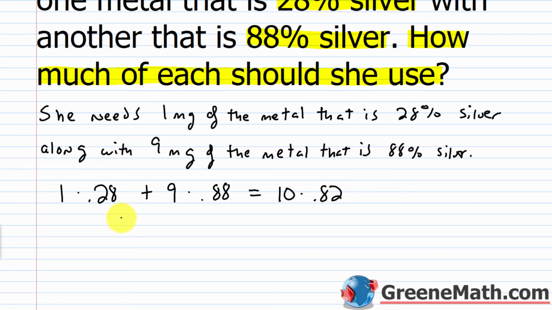And this is the exact equation that we set up. We just didn't know the values. So 1 times 0.28 is 0.28. And then plus, we have 9 times 0.88. That's 7.92.